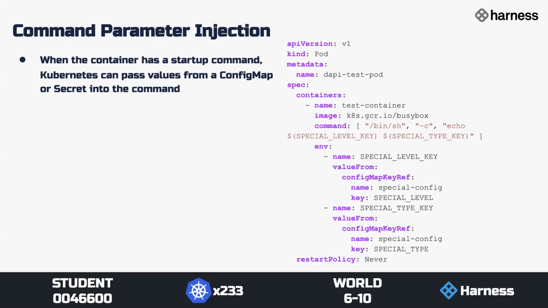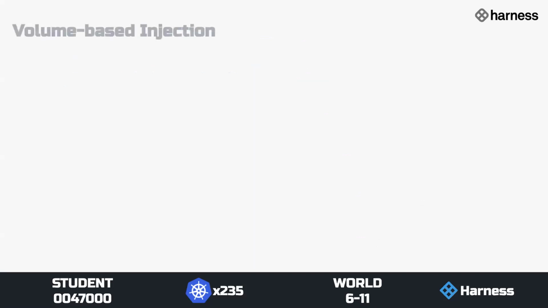So here's the idea of the pod. It's got a command echo special level key, special type key. So it's going to be using that from a config map, special config, and there's the key that it's going to be leveraging. So this is a way of injecting the key value pairs from your config map or your secrets into a command. Then you also can do this from a volume-based injection.